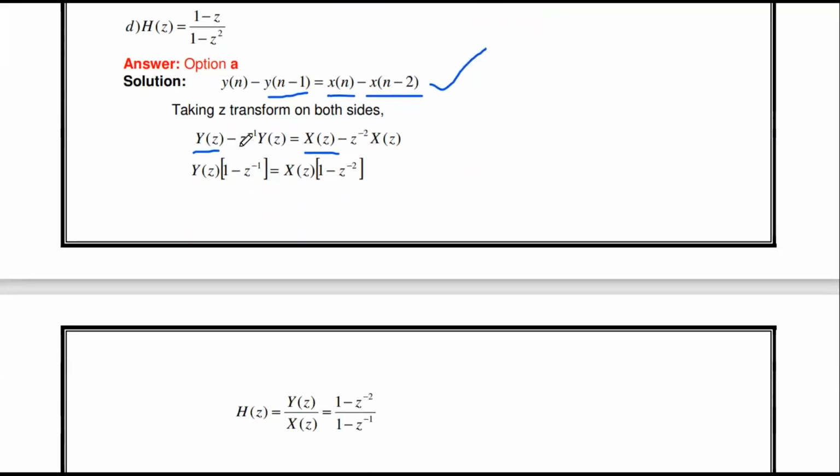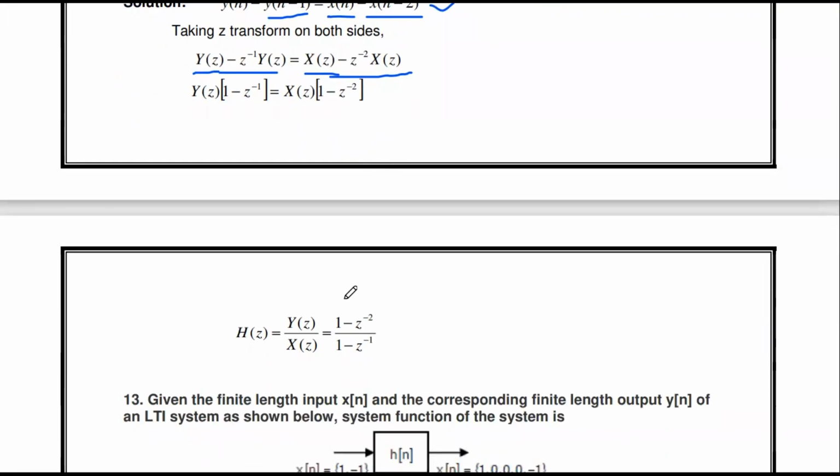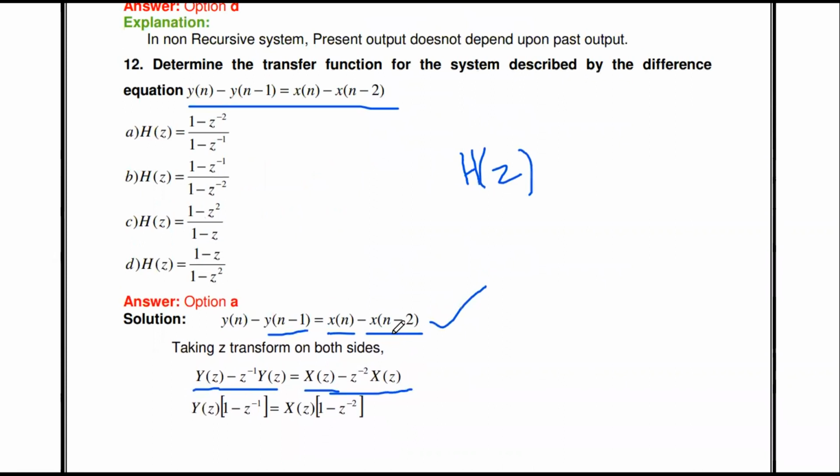Then from these two terms, take Y of z as common, so we write 1 minus z inverse. Similarly, from these two terms, take X of z as common, 1 minus z power minus 2. Rearranging Y of z by X of z, we get 1 minus z power minus 2 divided by 1 minus z inverse. So this is the transfer function or system function of the given system.